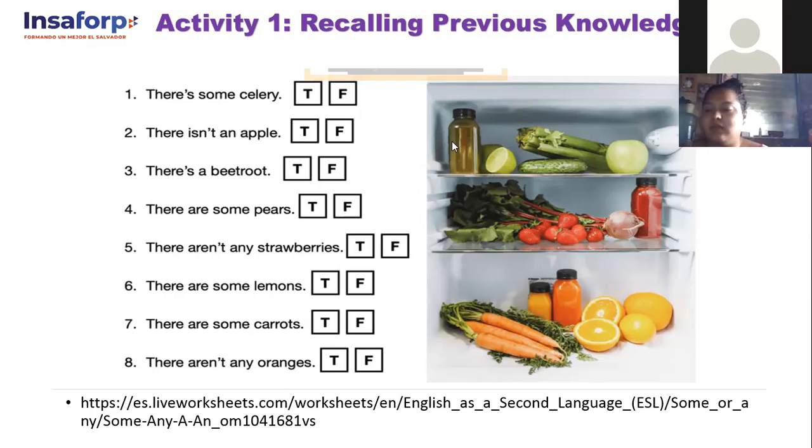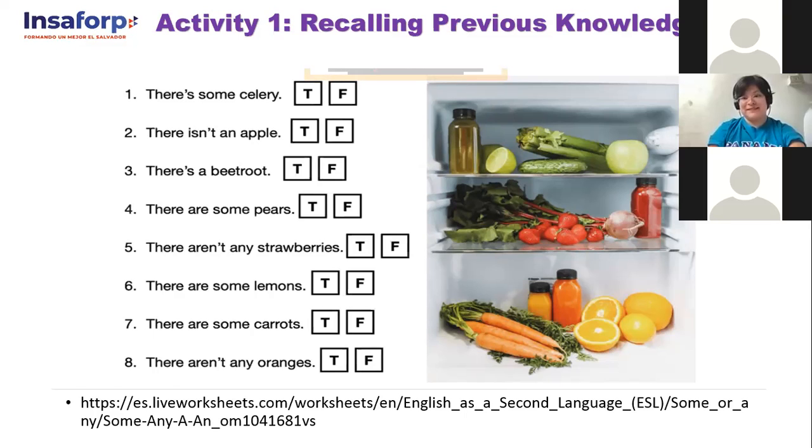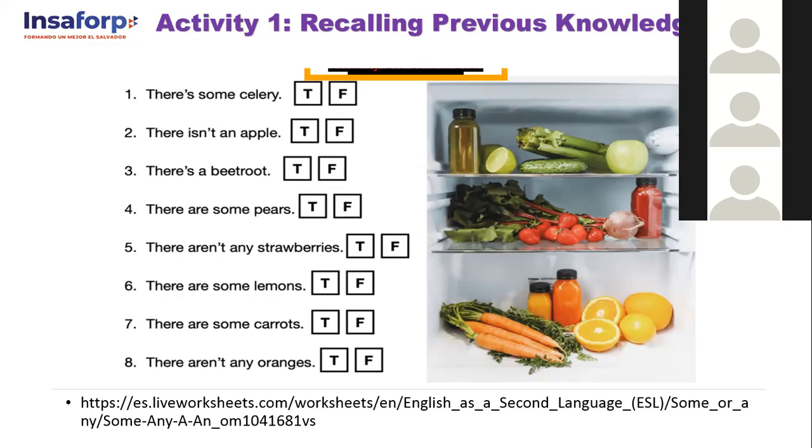Excellent. Yes, it's true. Okay, number two. Tatiana? There isn't an apple. Is false. It's true. It's true. Okay. No hay una manzana. And that's true, right? But ¿cómo se dice quiero ver en inglés? I want to see. Sí, I want to see. En este caso, que Tatiana dijo quiero ver, es como déjeme ver, es let me see, let me see. Si quiere decir déjame chequear, let me check. Let me see. Thank you.